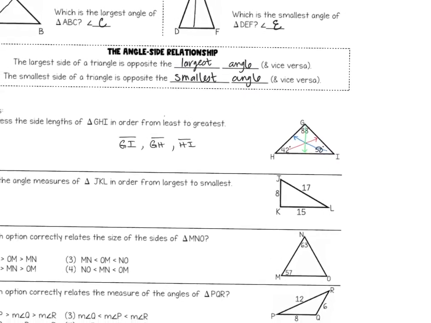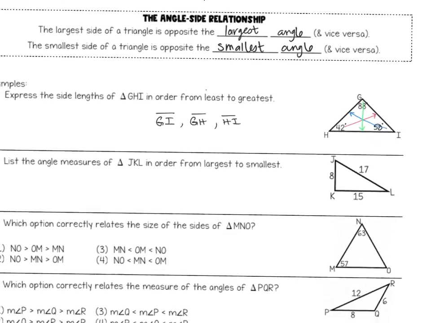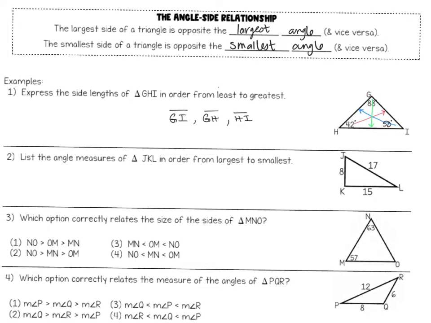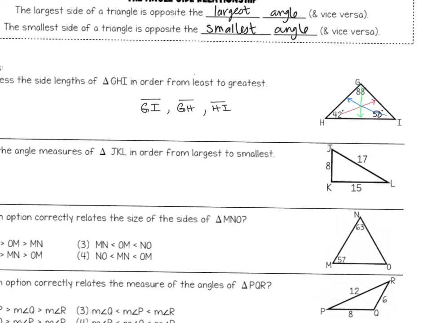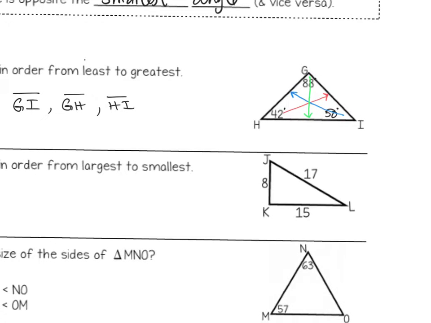If we're given the side measurements, we can list our angles in order from largest to smallest. The first one, we went from least to greatest. So small, medium, large. This one is asking us to go from largest to smallest. So in my list, I'll have large first, then medium, then small.